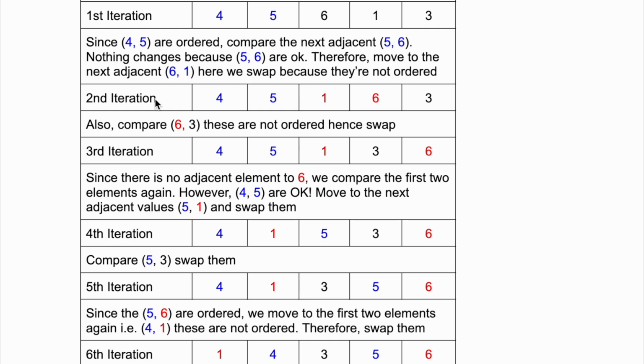Therefore, move to the next adjacent element, 6 and 1. Which one is the next adjacent? That's 6 and 1. Here we swap because they are not ordered. Okay. So we flipped 6 and 1. Can you see the result now? We now have 4, 5, then 1, and 6, 3.